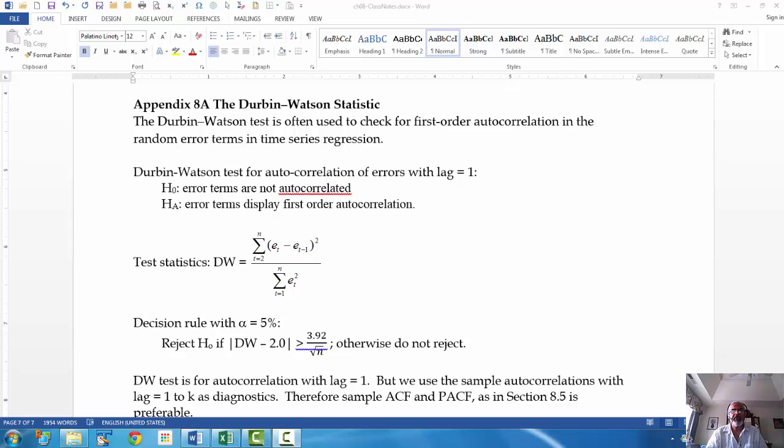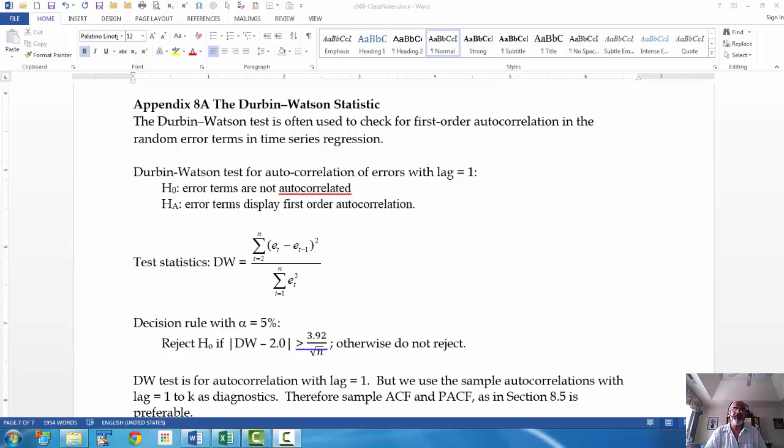In multiple regression, to test for autocorrelation among the residuals, we already looked at ACF and PACF, and we will be using those. Those are more powerful tools. But there is one other test statistic which is very commonly used, and almost all statistical software packages will offer this, and that is called the Durbin-Watson statistic.